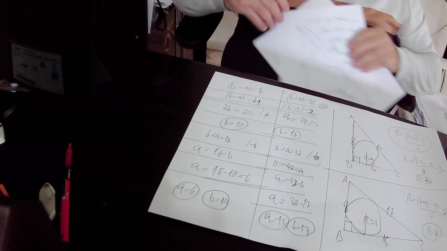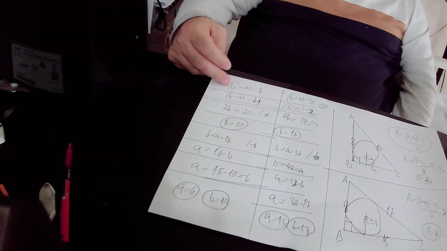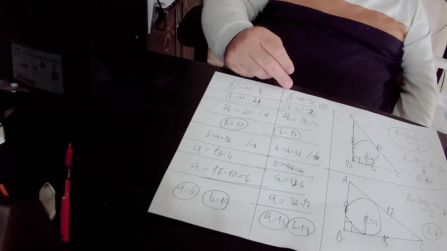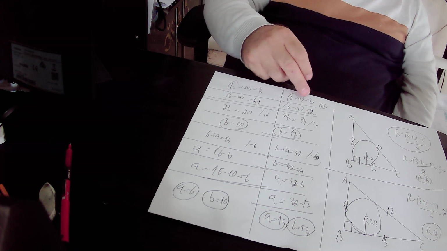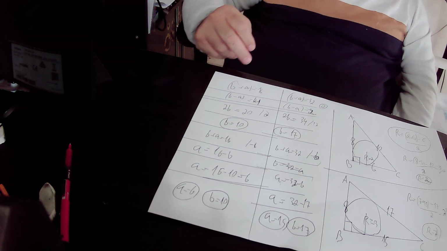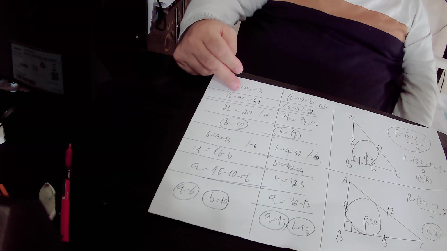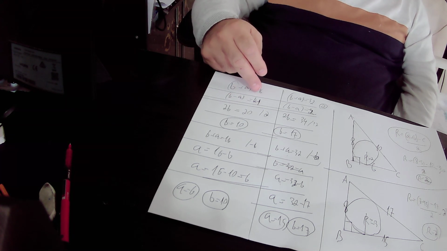The first possibility is b plus a is 16 and b minus a is 4, and the second possibility is b plus a is 32 and b minus a is 2. So we will focus on the first possibility. Here we will add the two equations together and we get that b plus b is 2b, a minus a is 0, and 16 plus 4 is 20.